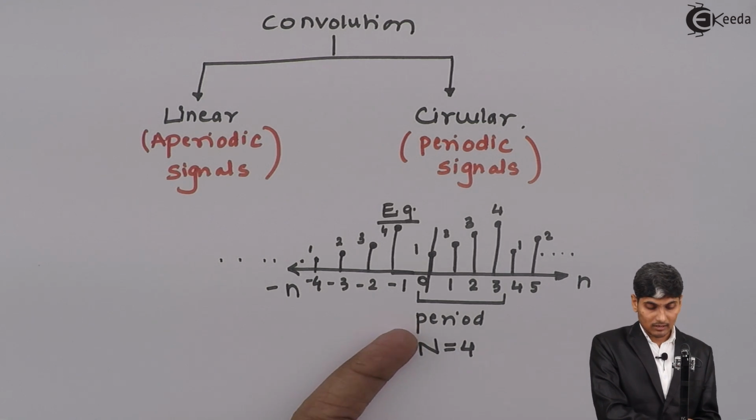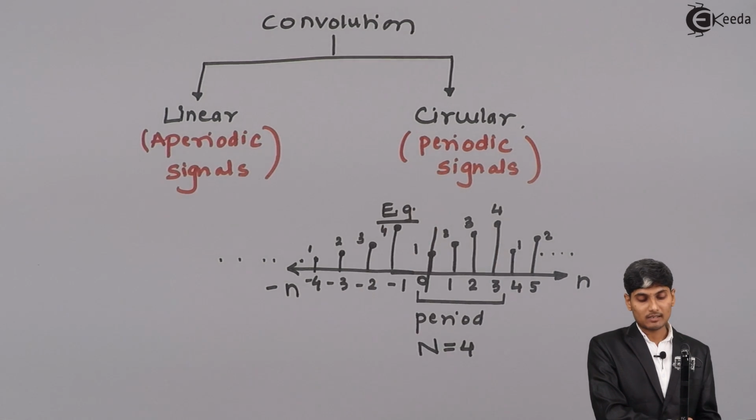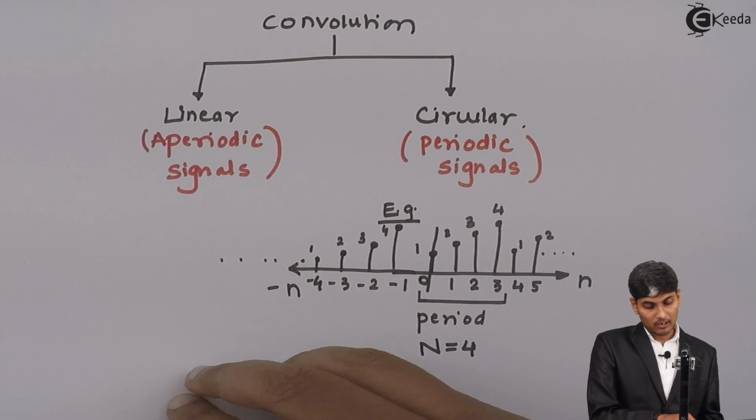If this type of signal is applied to our system, then which type of convolution should I apply? I will apply circular convolution.